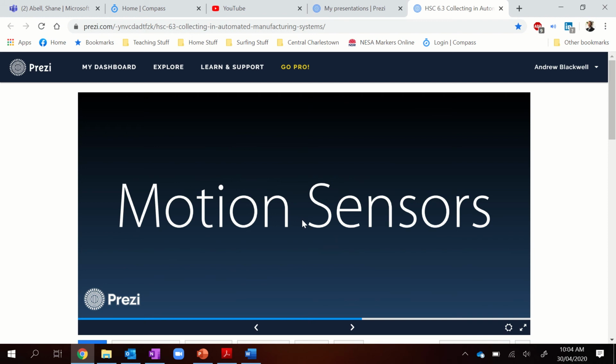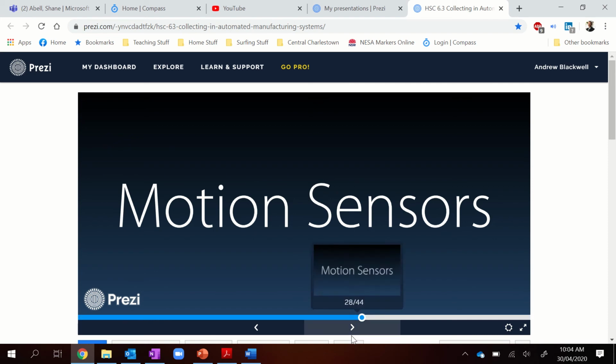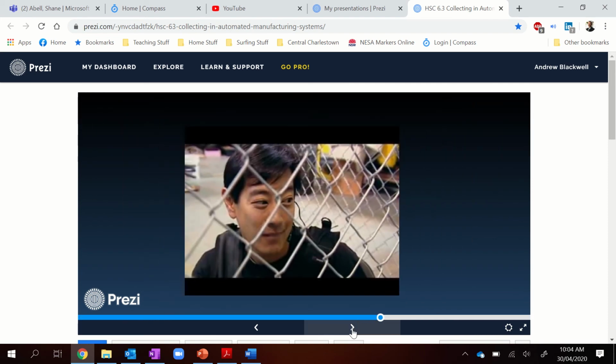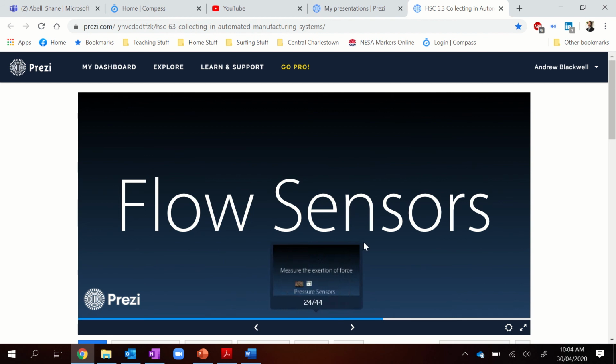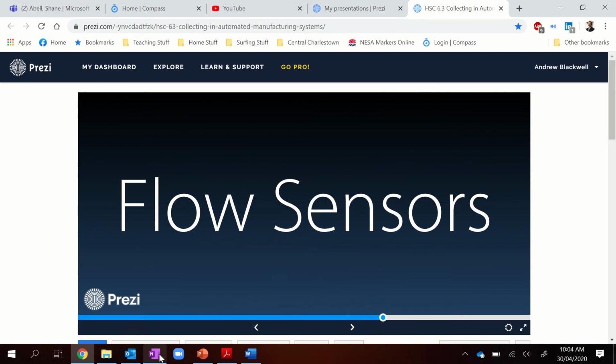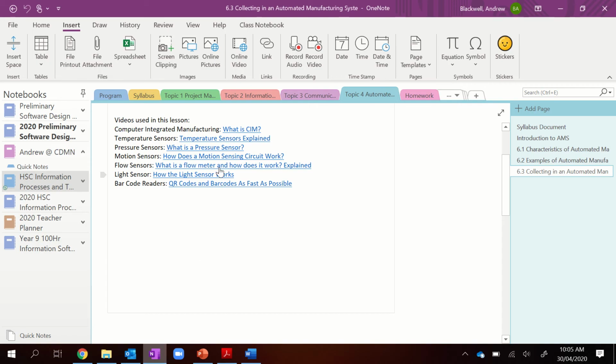Motion sensors allow us to check whether or not something's moving, or even we have alarm systems that measure movement and make a decision about that. The next video on this Prezi is from Mythbusters, proving that you can beat a motion sensor or an alarm sensor. So you can go ahead and watch that if you like, and then I'll come back and talk to you about it. Also on that, we do have how motion sensing works and its applications in automated manufacturing.